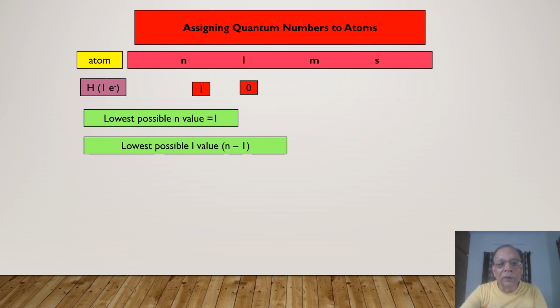M, which starts from minus L through 0 to plus L. Here L is equal to 0, and therefore we can have only one value of M, and that is M equals 0, because minus 0 through 0 to plus 0 is meaningless, not mathematically entertainable.